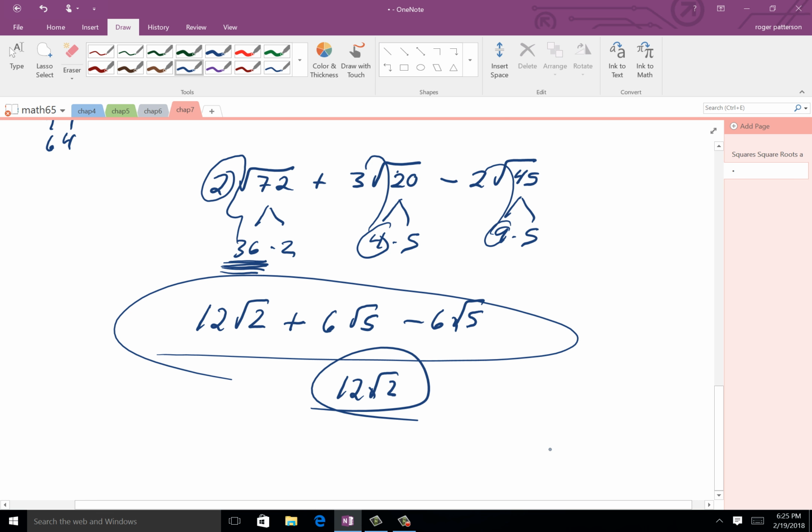Okay, so even if we had had any square roots of 5 left over, I didn't choose a very good number there for 3, we couldn't combine them, okay? They have to be the same in order to combine them. So we get 12 square roots of 2.